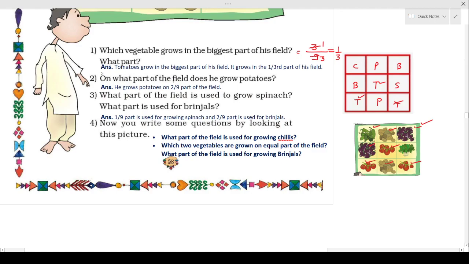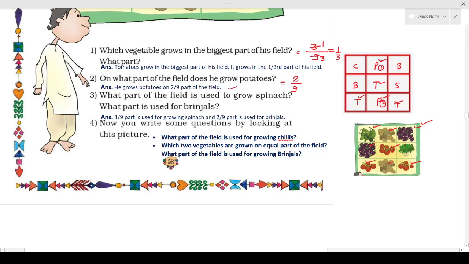Next question is on what part of the field does he grow potatoes? So children, here you can count potatoes. One part is this and another part is this. So how will you write the fraction for this? First you will write the total number of parts at the denominator end, and here you will write the parts on which he has grown potatoes. One part is this and another part is this. So 2 I have written at the top, means at the numerator end, and 9 at the denominator end. So here your answer is he grows potatoes on 2/9 part of the field.